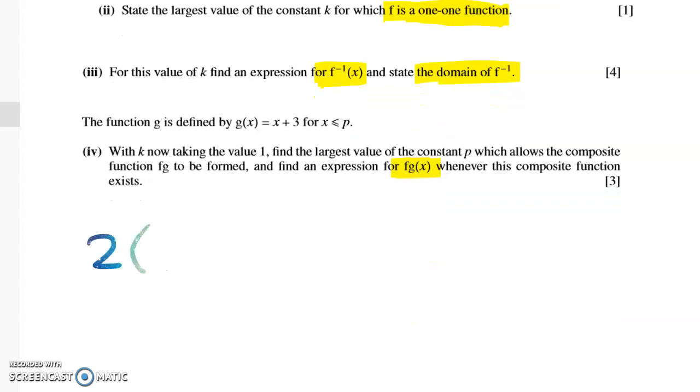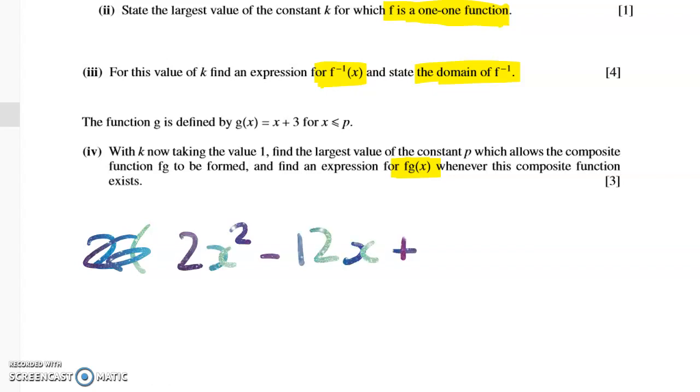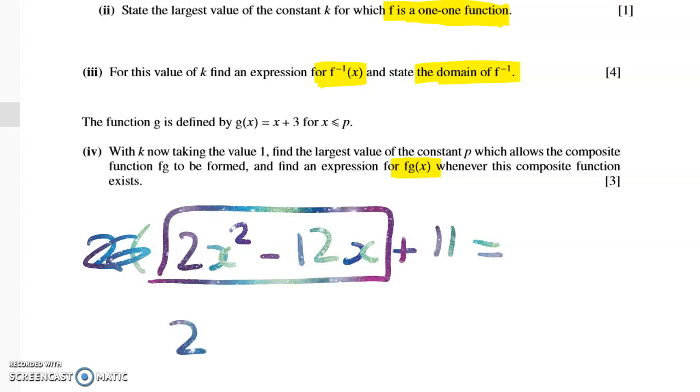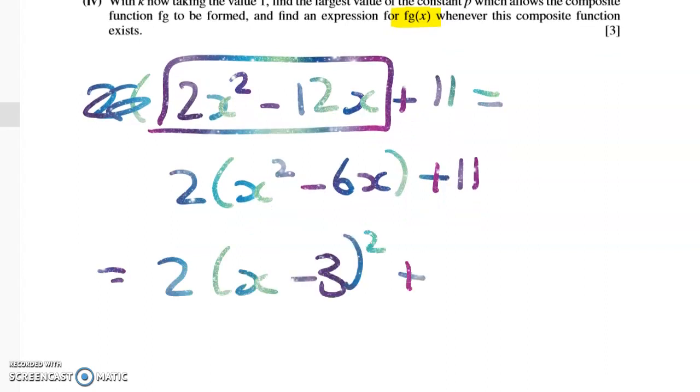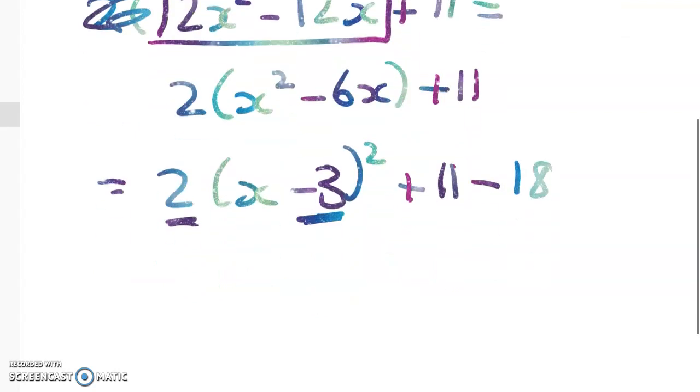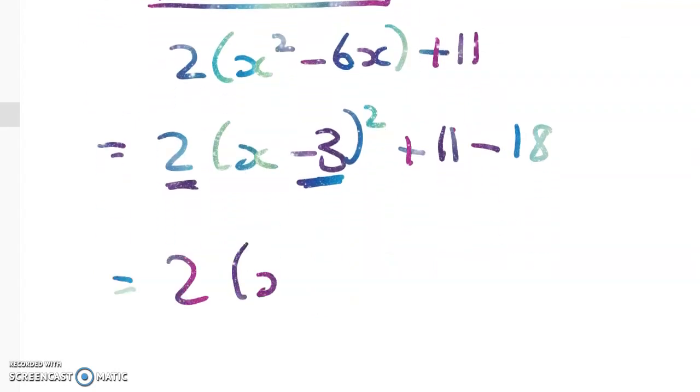If you need more time on that, go watch the video about completing the square. We've got 2x squared, so we put a box around there and we go 2 into x squared minus 6x plus 11, which is equal to 2 times (x minus 3) squared plus 11, and then we take out the 18 that we've accidentally added in, and we get 2 times (x minus 3) squared minus 7.